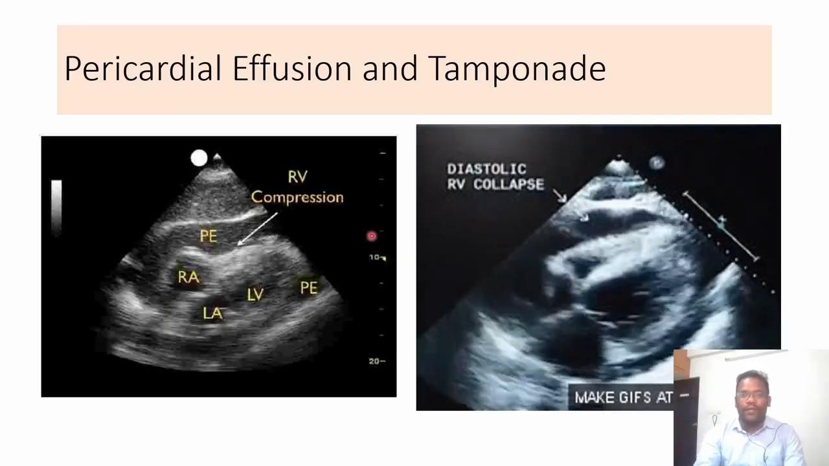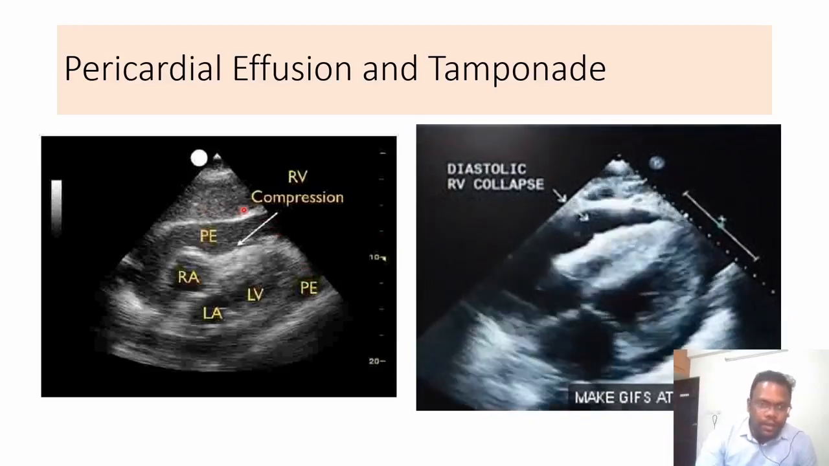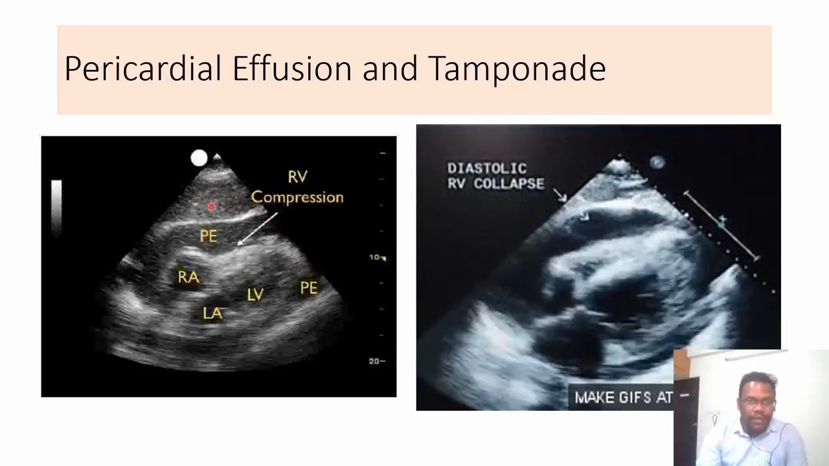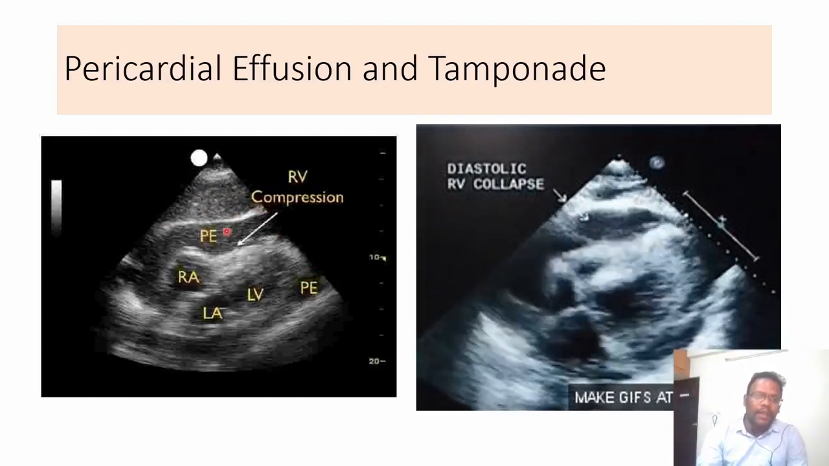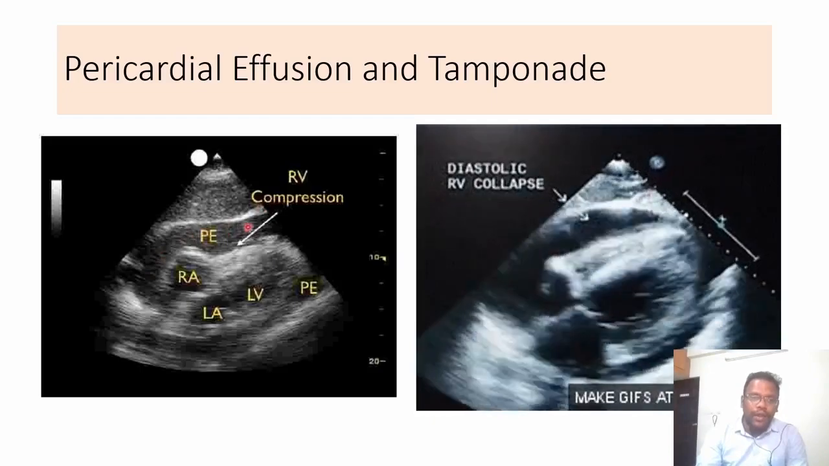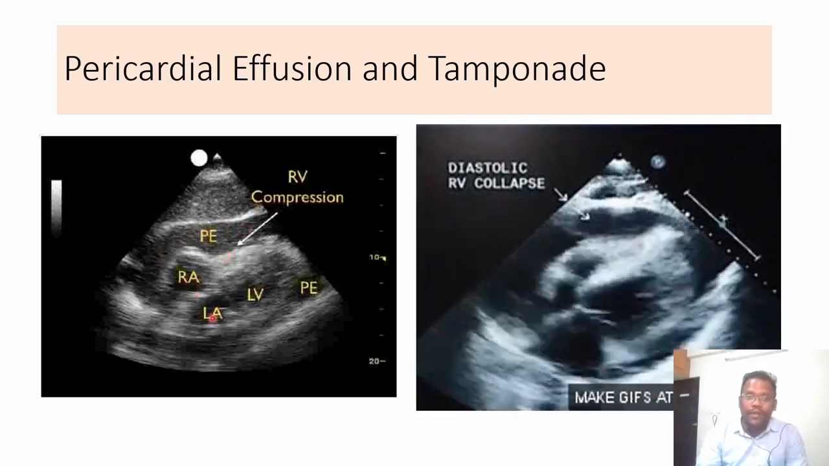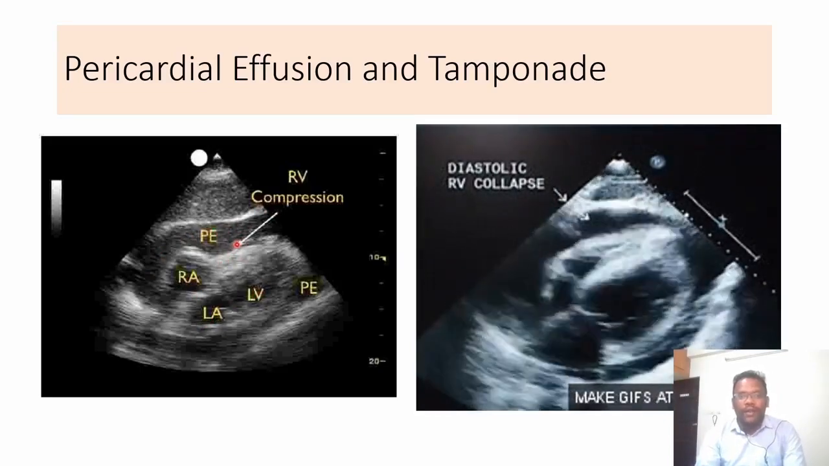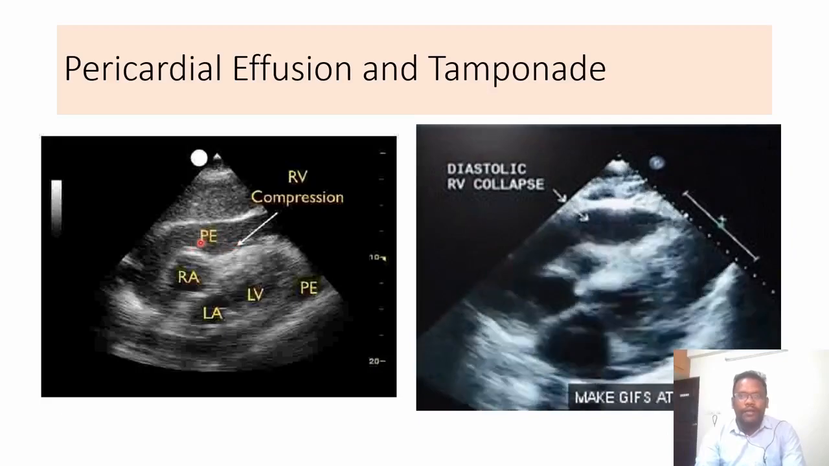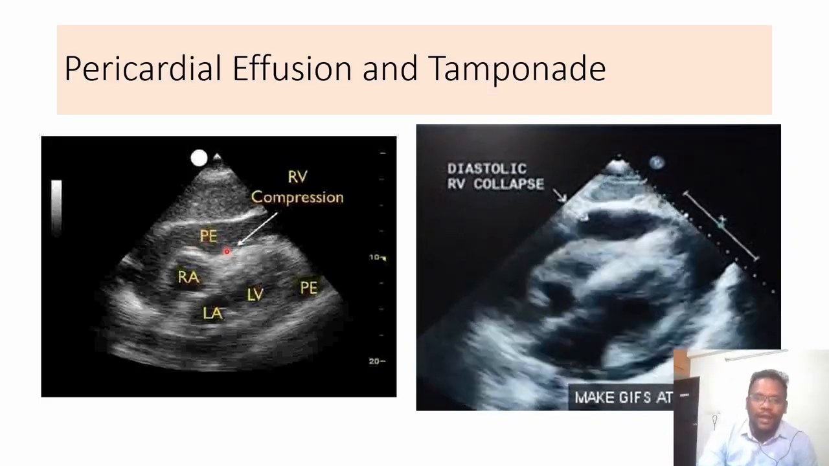Here we can see two images, both are subcostal echo views. In this subcostal echo view, you can see the structures. This is the liver and this is the pericardium, and we can see there is a huge pericardial effusion. The collapsed right ventricle, the right atrium, the left atrium, and the left ventricle. Here you can see the right ventricle is completely collapsed because of the pericardial effusion. So we can say the patient has cardiac tamponade.